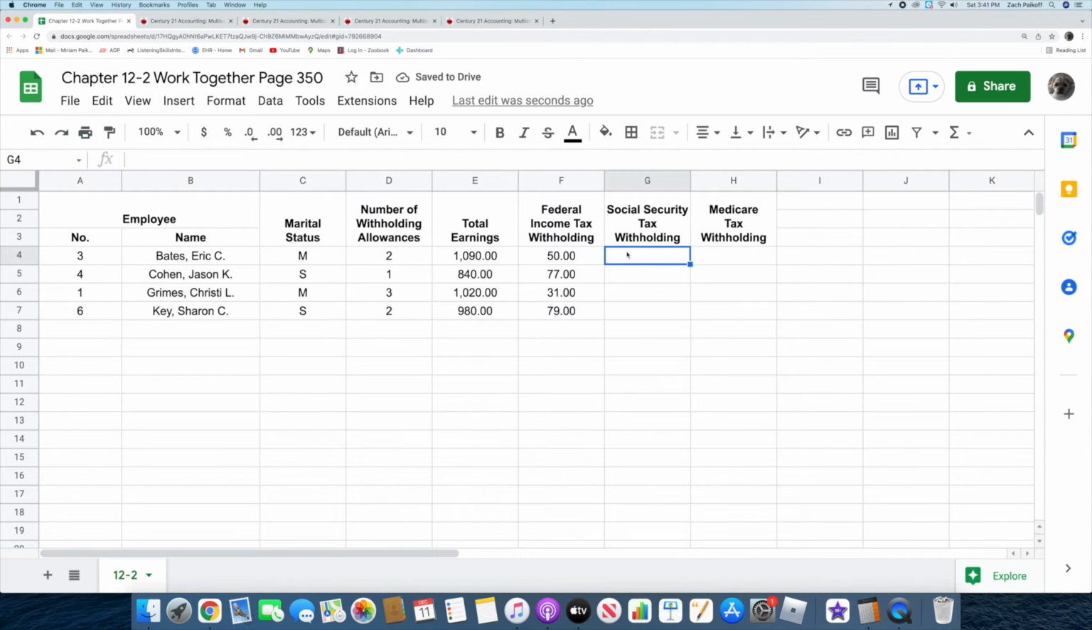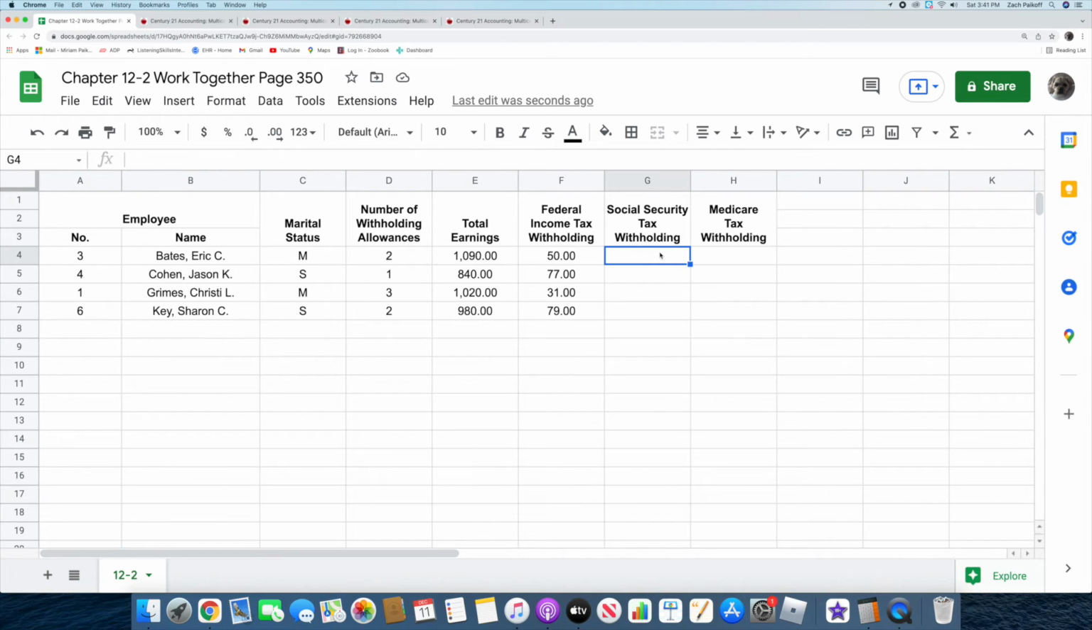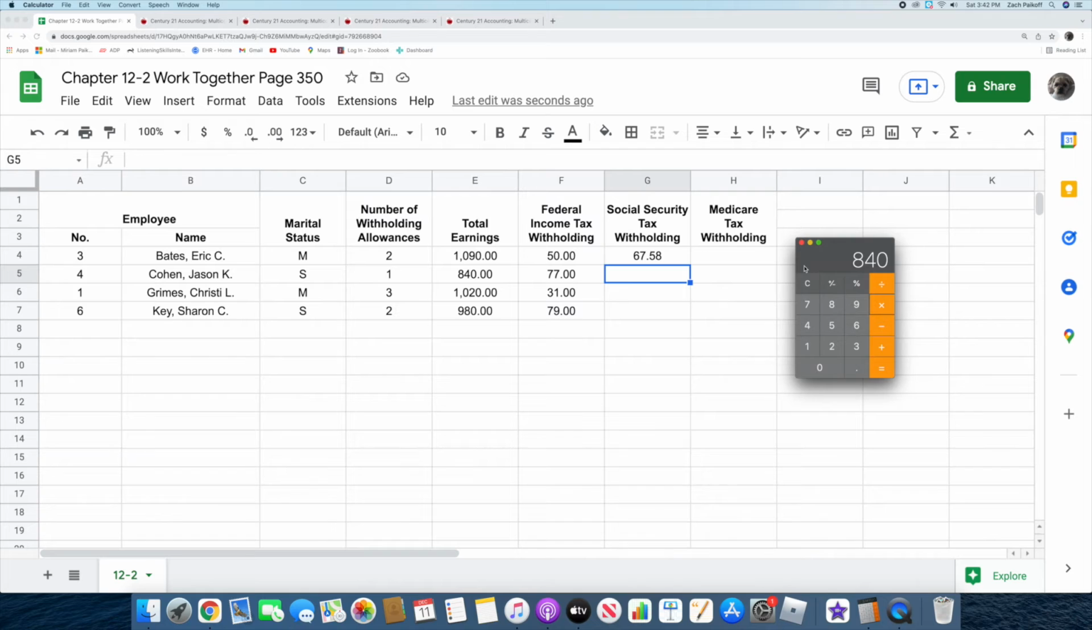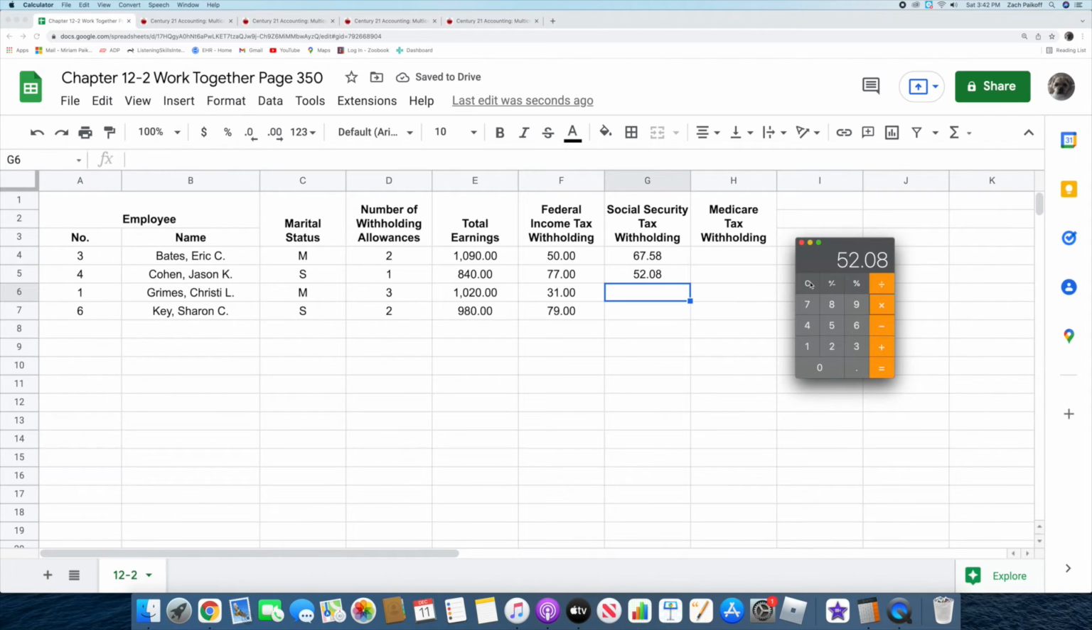The next thing that we're going to do is calculate the amount of Social Security tax that must be withheld for each employee. And the way that we calculate Social Security tax is by taking the total earnings and multiplying them times 6.2%, or 0.062. So if we take the $1,090 and multiply it times 6.2%, that will give us the amount, which is $67.58. Next up, if we take the $840 and multiply it times 6.2%, that will give us the amount, which is $52.08. After that, if we take the $1,020 and multiply it times 6.2%, that will give us the amount, which is $63.24.